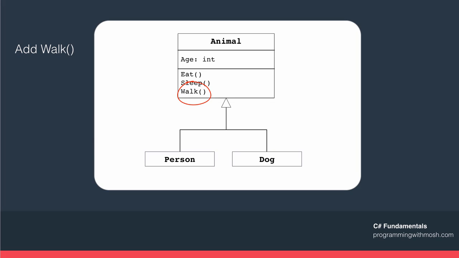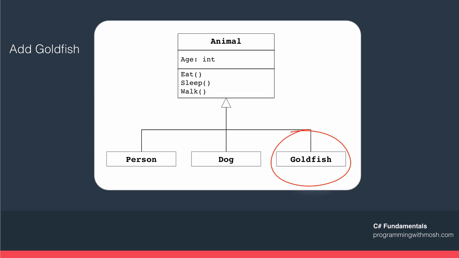The problem at this stage is because both person and dog derive from animal, they will be affected as a result of this change. Sometimes when we change a class, the dependent class may have to be changed, or at least it has to be recompiled and redeployed. Okay, now to make the matter worse, let's imagine we would like to introduce the concept of goldfish. So we add a new class called goldfish that derives from animal.